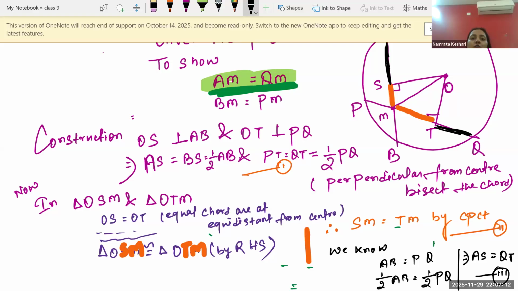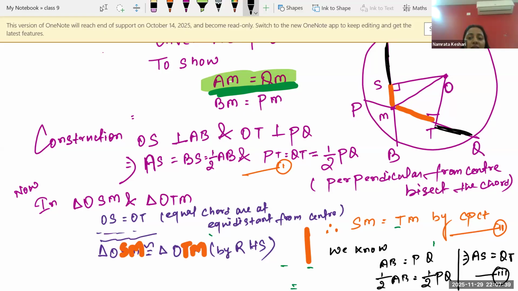Now adding equations 2 and 3 will give you the proof. Clear? We will just add equation numbers 2 and 3. Is it allowed in mathematics to add any two equations? It is completely allowed. You can take any two equations and add the left hand side with the left hand side and the right hand side with the right hand side. Making sense?